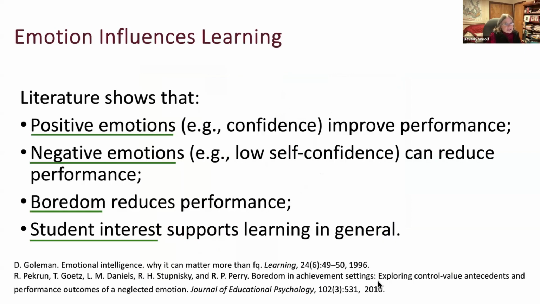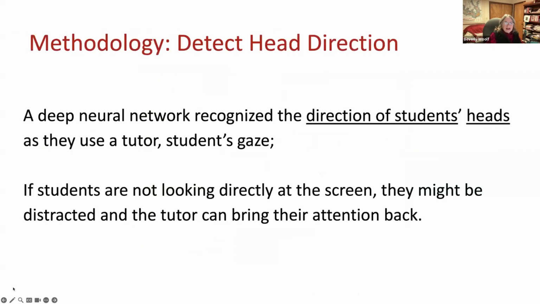So in terms of emotion, this is a little bit of psychology. Literature shows that positive emotions, confidence, improve performance. Negative emotion, low self-confidence can reduce performance. Boredom reduces performance, and student interest supports learning in general. What we do is use, as I said, a deep neural network to recognize the direction of the student's head as they use the tutor. If students are not looking directly at the screen, they might be distracted. That's in addition to picking out what their emotion is, and the tutor can bring back their attention.